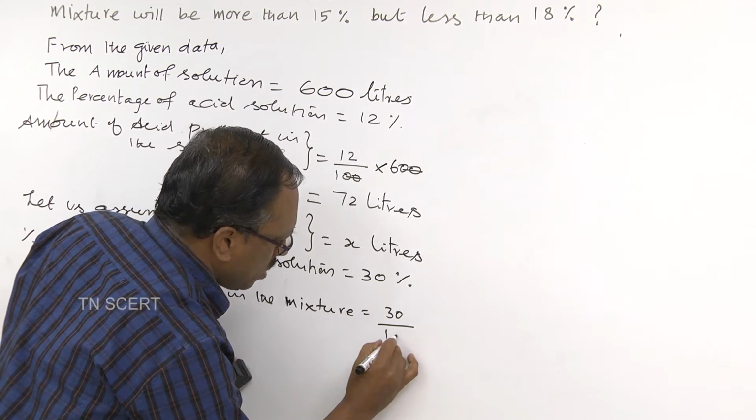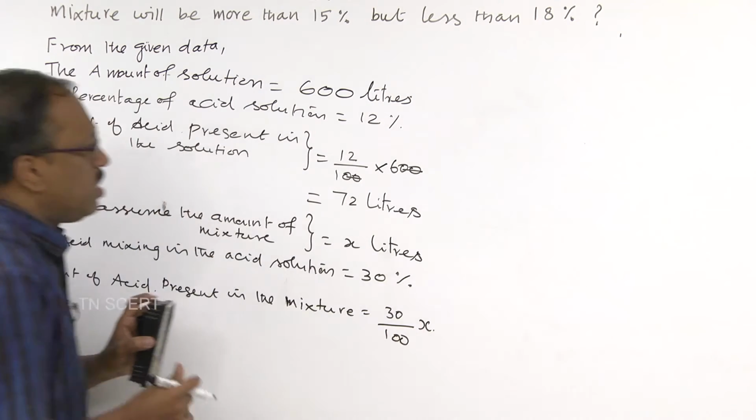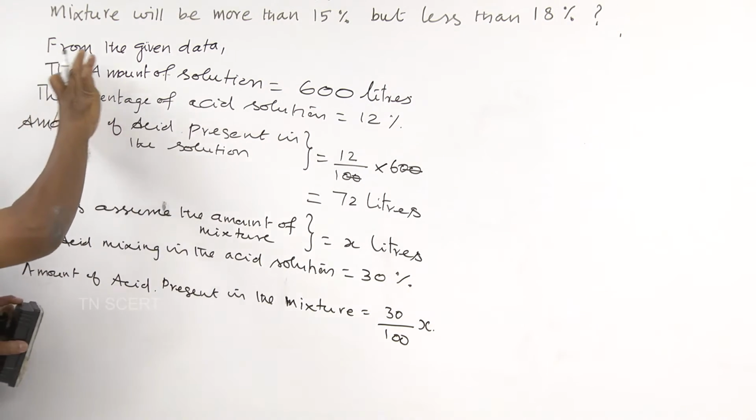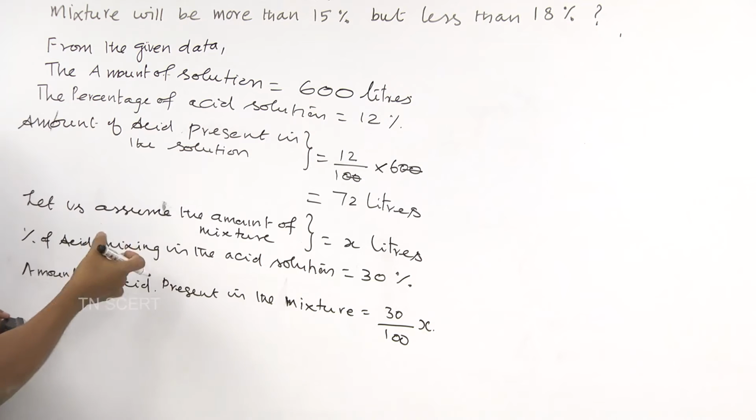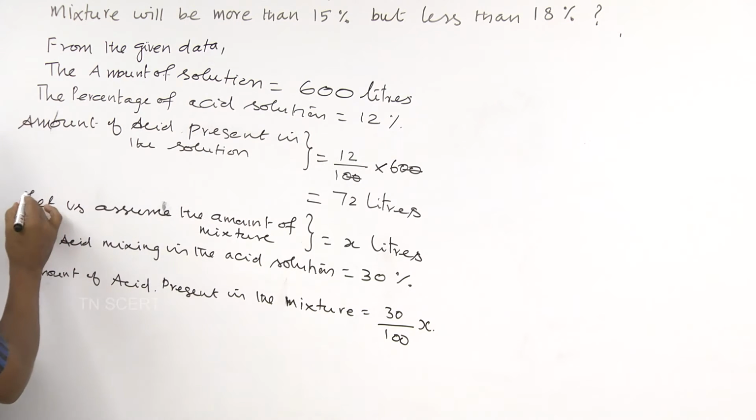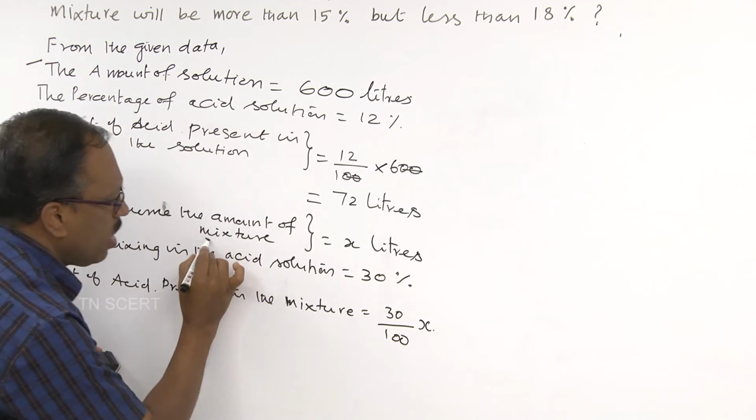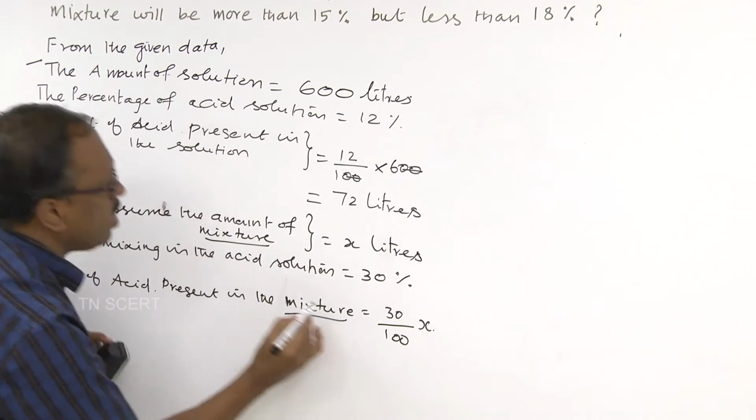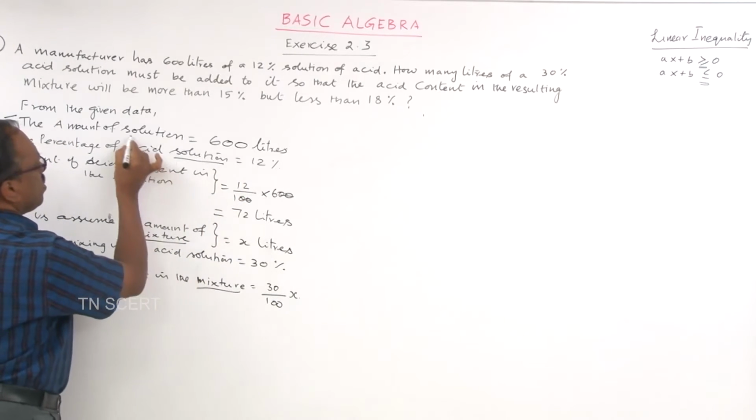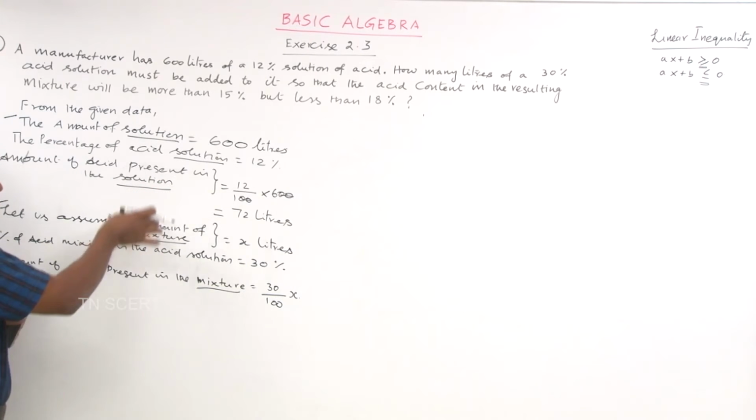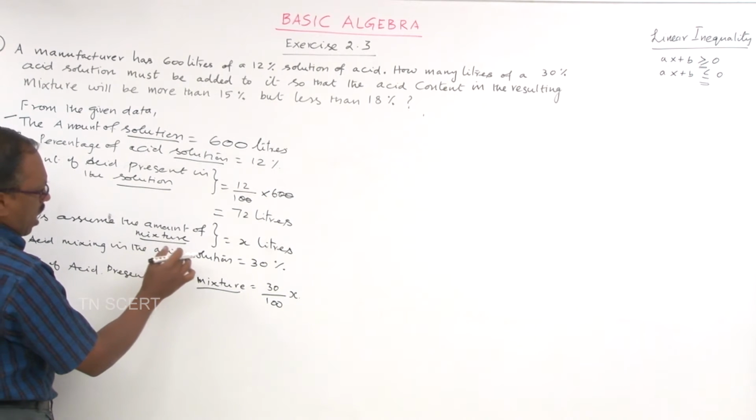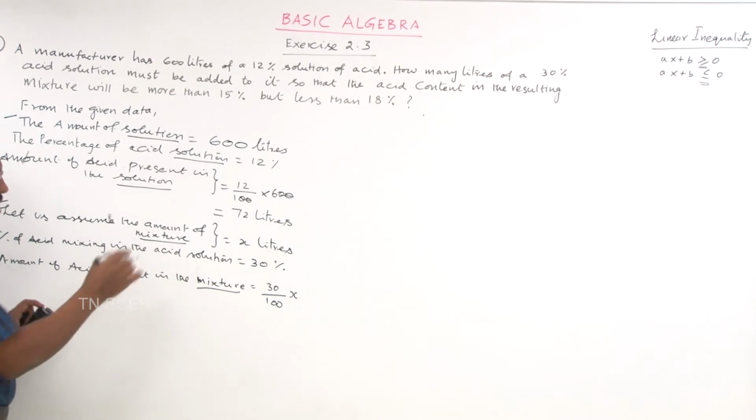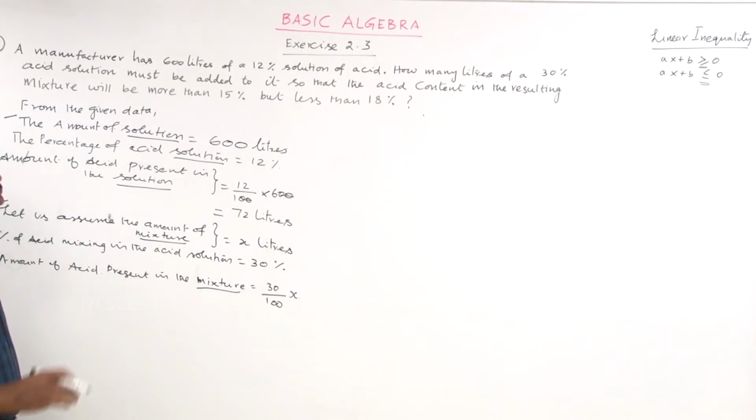So 30% into x. See how we obtain the acid percent solution. Likewise, I have taken the second condition as the mixer here. This one is for the solution and this one is for the mixer. So the amount of acid in the mixer is 30%. So this is what we found out.